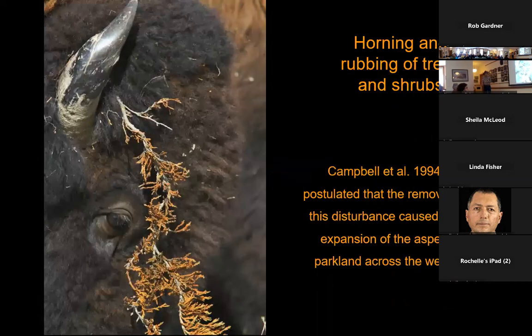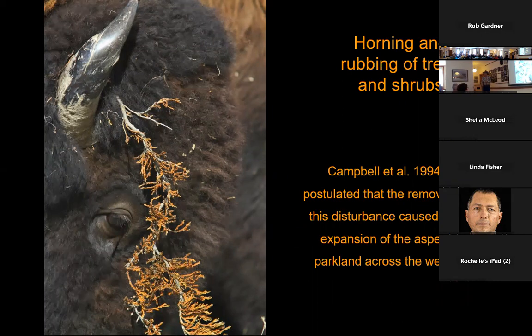And of course, horning and rubbing of trees is a really critical one. Campbell et al. postulated that it was the removal of massive herds of bison along the southern edges of the Aspen Parkland, and the removal of fire and indigenous burning, that caused the Aspen Parkland to expand both southwards and westwards and connect to the Rockies.